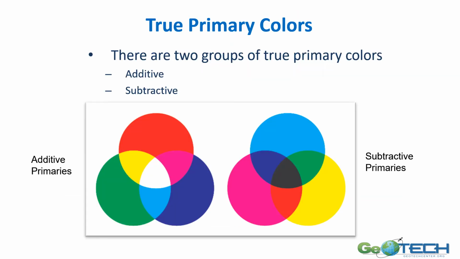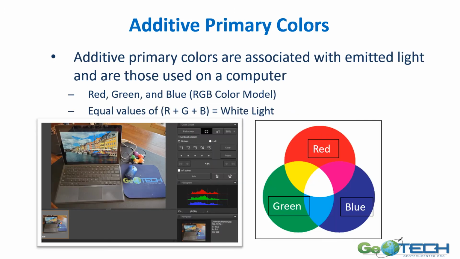True primary colors, there are two groups. One is additive and one is subtractive. And we're going to talk about those additive primaries and subtractive primaries and how they're used. An additive primary color is associated with emitted light. So here again, we're looking at that ROY G BIV RGB color model. With equal values of R and G and B wavelengths, it appears white. So here are the three primaries of additive, red, green, and blue, and you can see how they can be combined to show other colors or white.